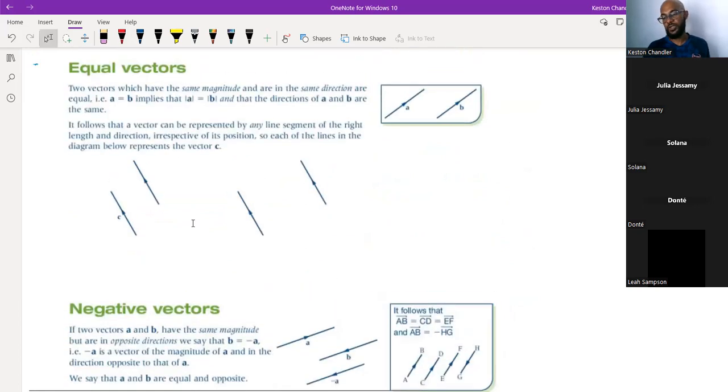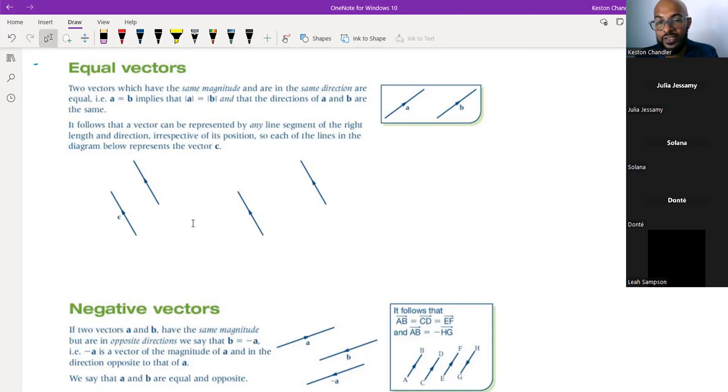So we just want to talk about some other vector properties that should take us to the end of our session. I just have a few vector properties, and I want to show you a bit of displacement vectors. So equal vectors: two vectors that have the same magnitude and are in the same direction are equal, right? So if we say vector A is equal to B, that means that the magnitude of A and B are the same and the directions would be the same as well, right? So they can't be going in opposite directions.